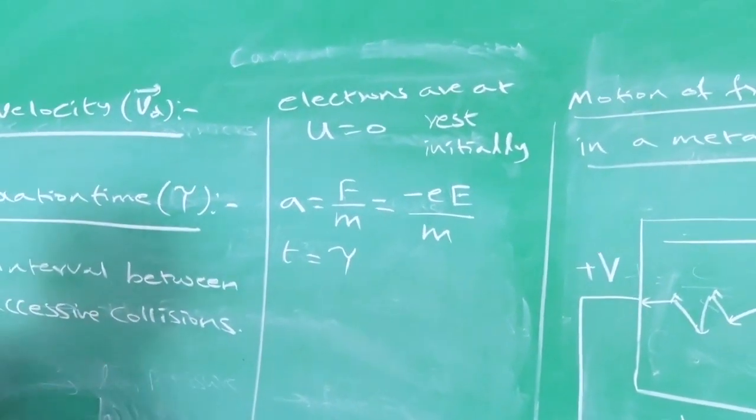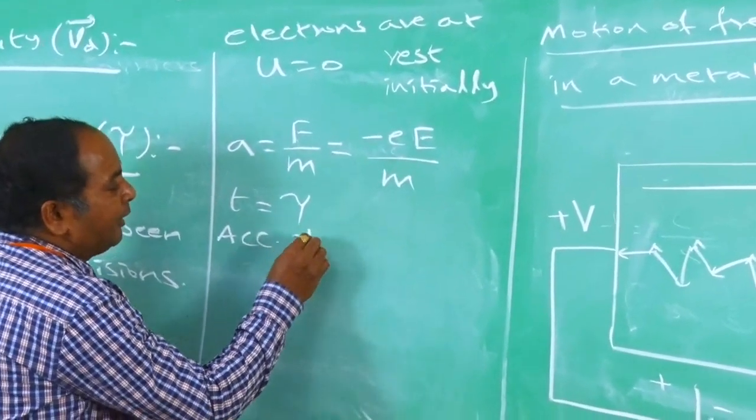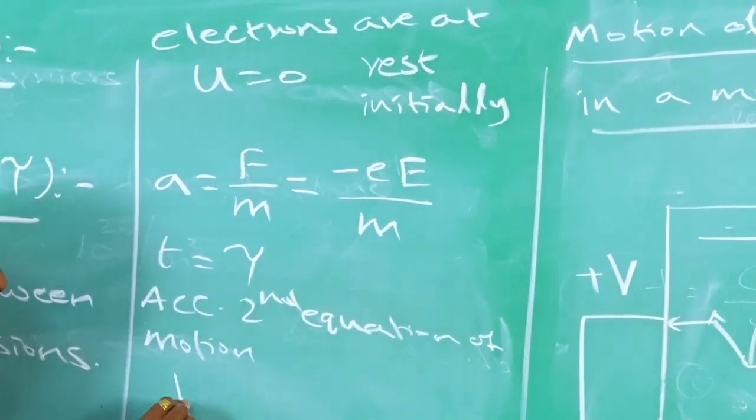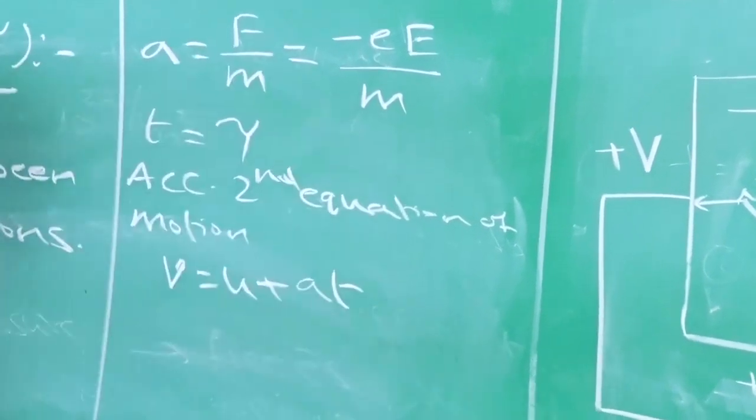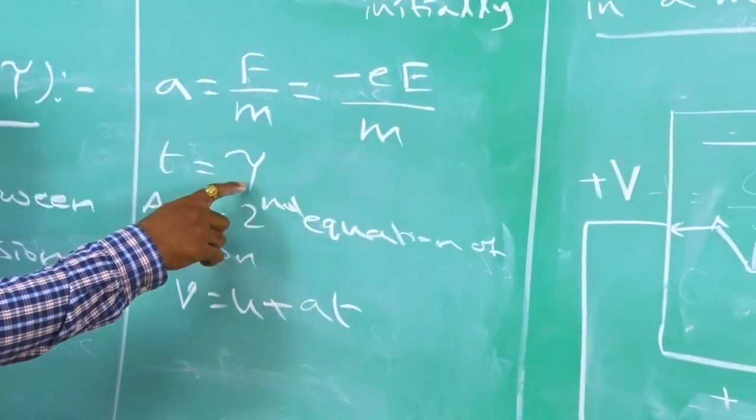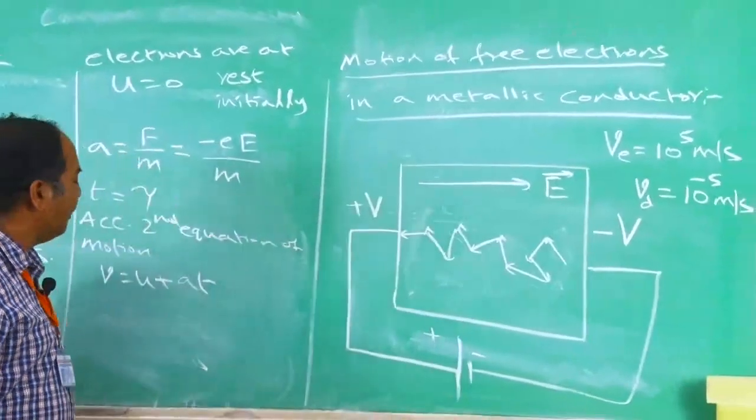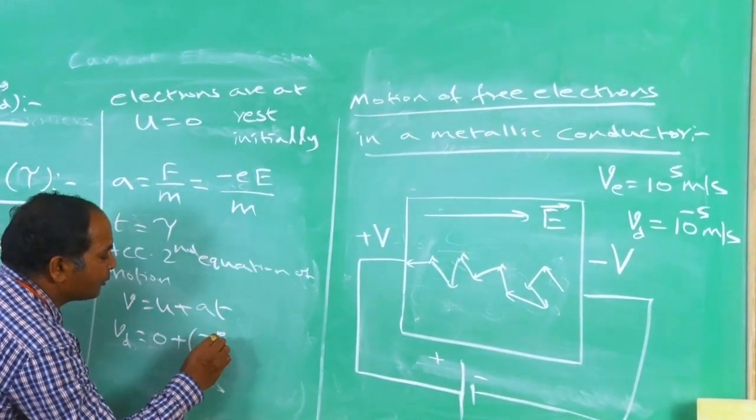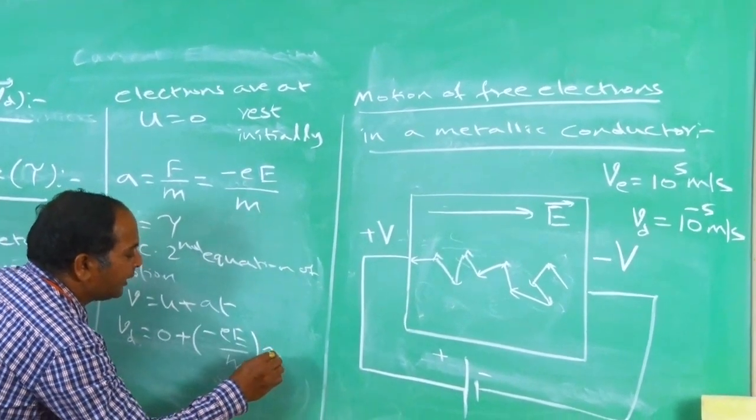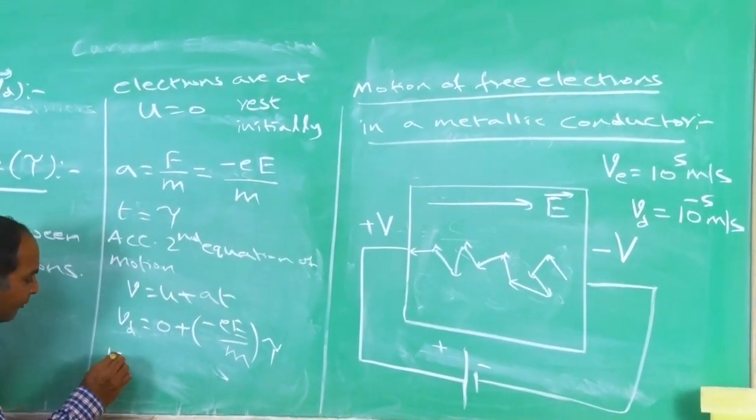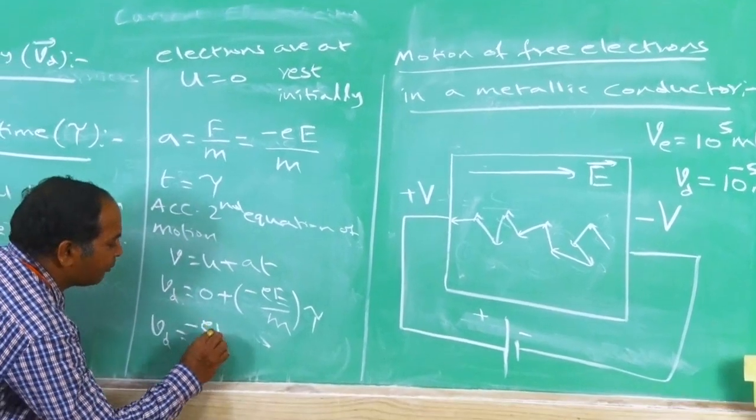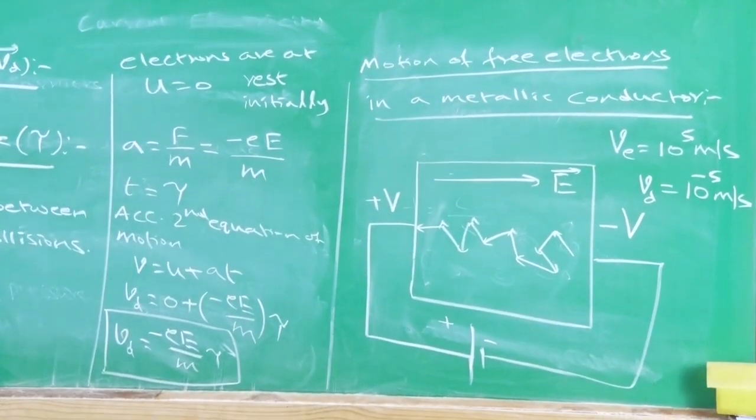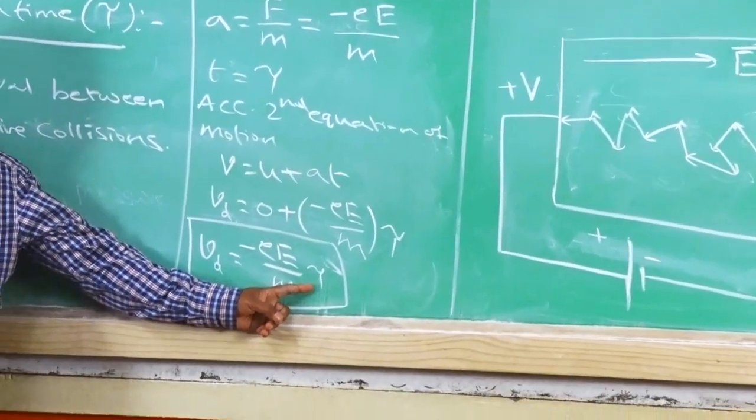Now, if you want to find its velocity according to the equation of motion, what is the equation? v is equal to u plus at. After relaxation time, the electrons are moving with drift speed. So instead of v we may write u is 0 plus acceleration, minus e E by m, into the relaxation time tau. So the drift velocity we may write Vd is equal to minus e E by m into tau. This is the expression for drift velocity in terms of the electric field and tau, the relaxation time.